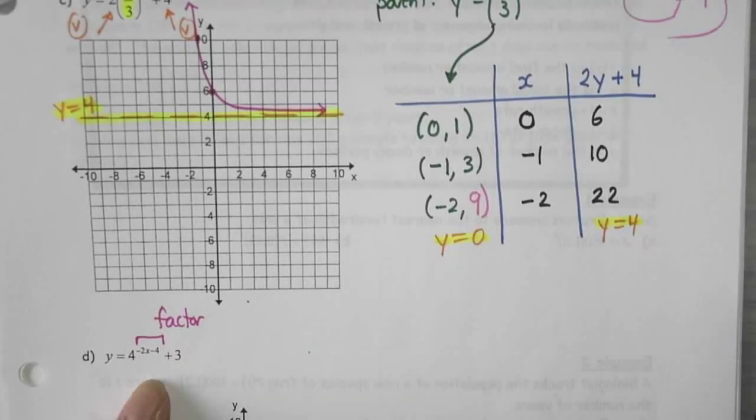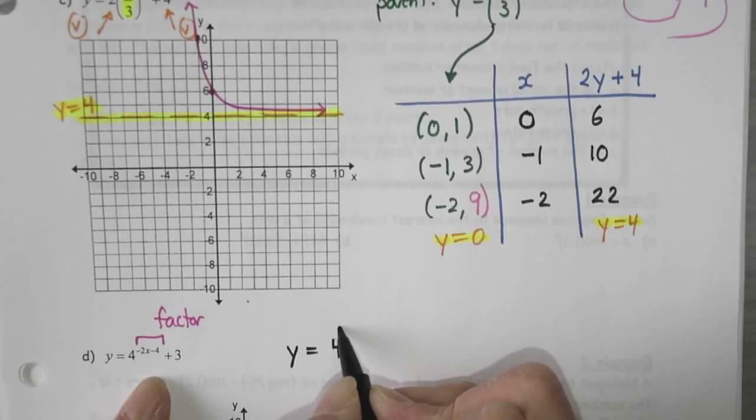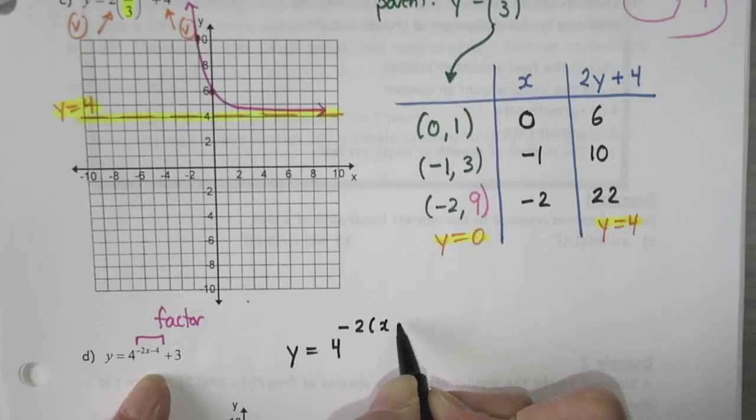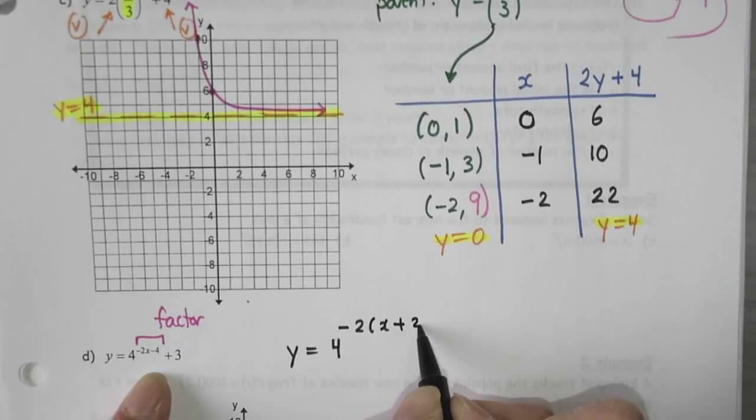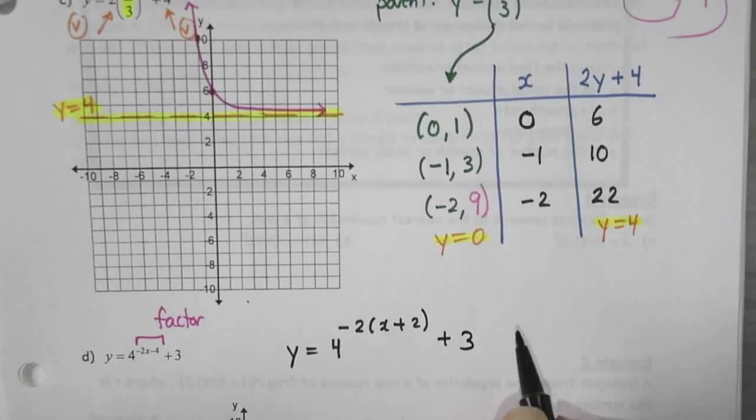Okay, so right away we want to factor that. I'm going to do that right away. I'm going to start that. 4, -2, x plus 2 plus 3.